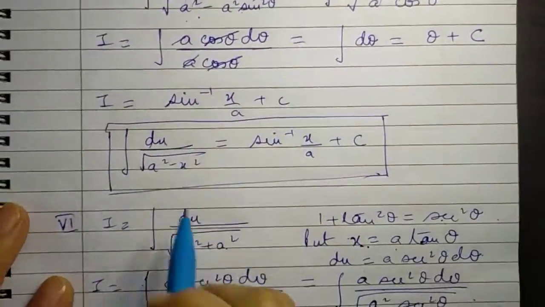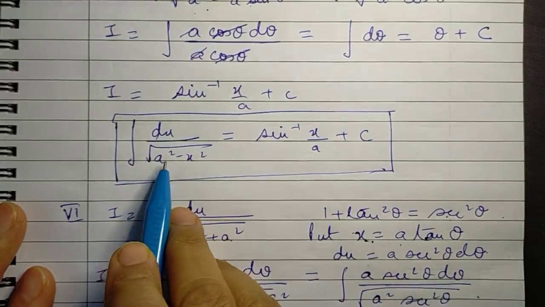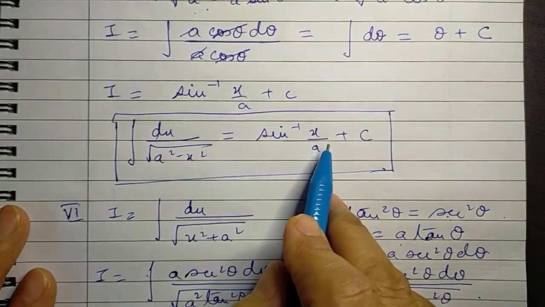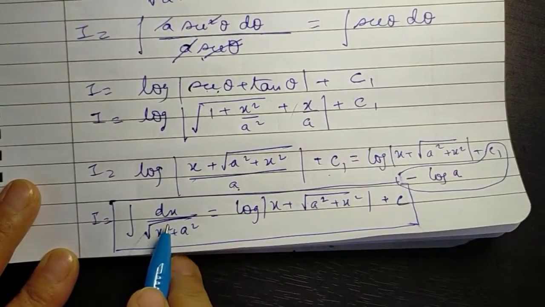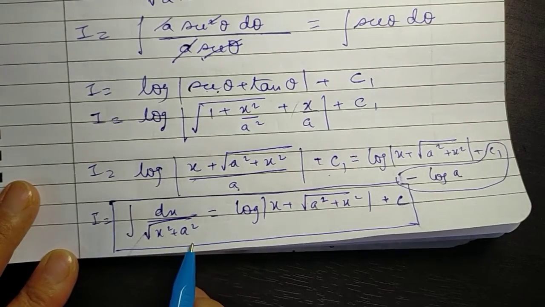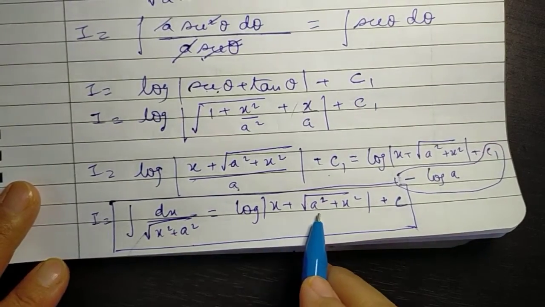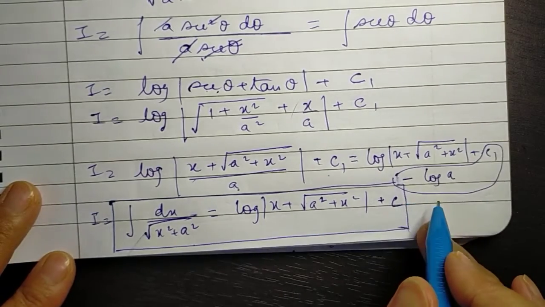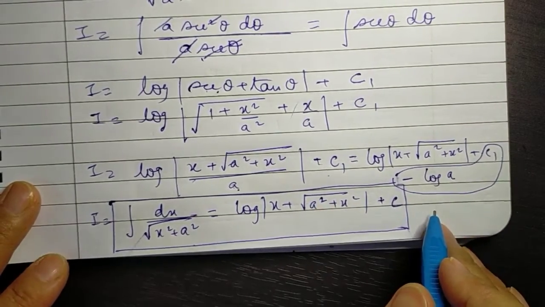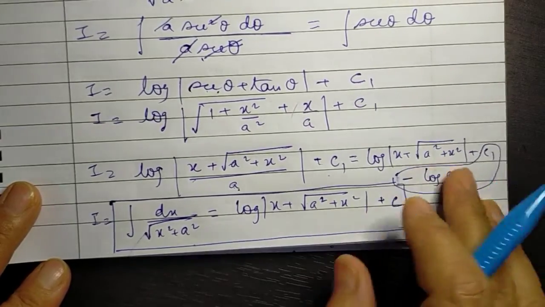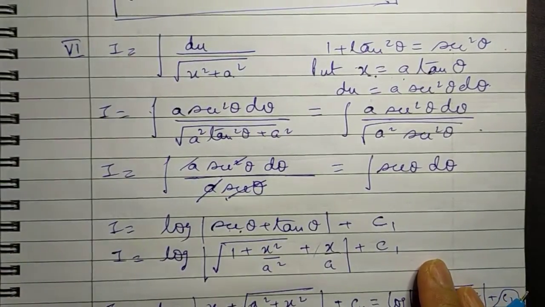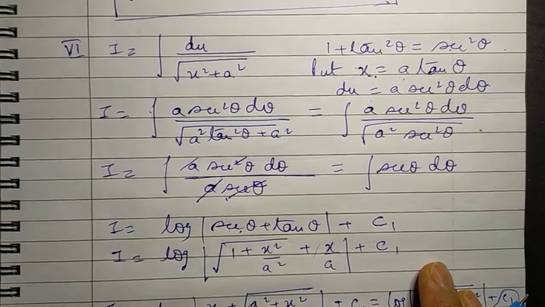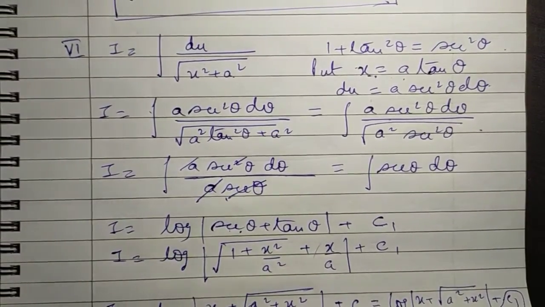The fifth result, which is the second result for the day, is the integral of 1 upon under root of a squared minus x squared, which is sine inverse x upon a plus a constant. And the last one is that the integral of 1 upon under root of x squared plus a squared is equal to log of x plus under root of a squared plus x squared plus a constant. Okay, so with this we have done the first 6 special integrals, and in the next video we'll be taking up the next exercise, which is exercise 7.4.